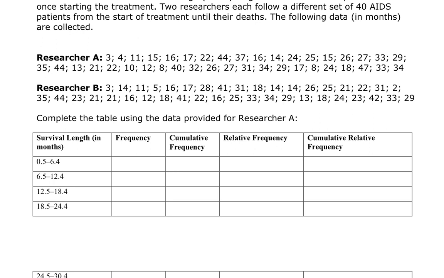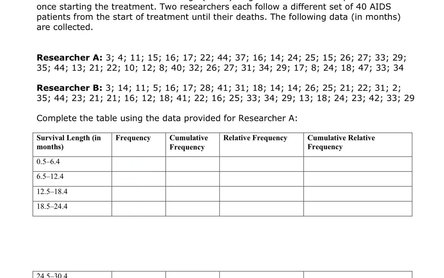You can see the class interval here is 0.5 to 6.4 and then 6.5. So what I know is the class boundary here would be 6.5 minus the 6.4, and divide that by 2, and that will tell me where I'm actually going to put this. And then I'm going to start filling in the frequencies.